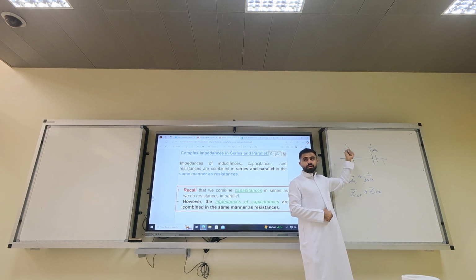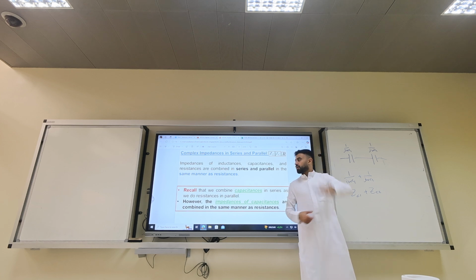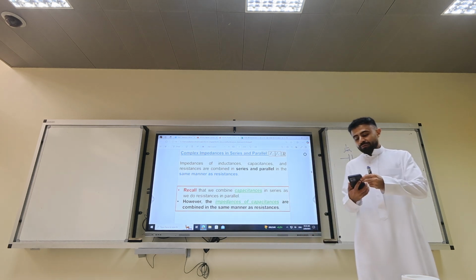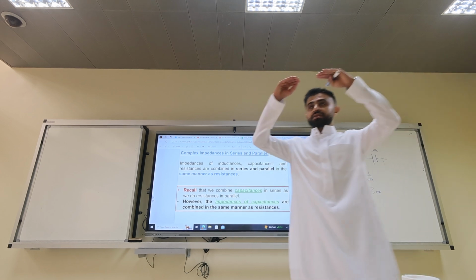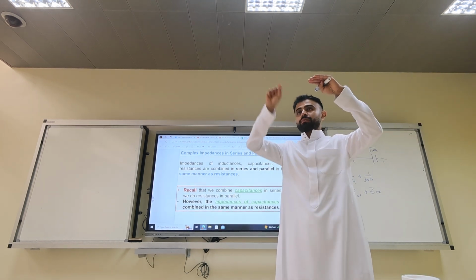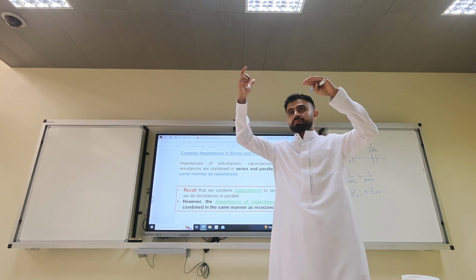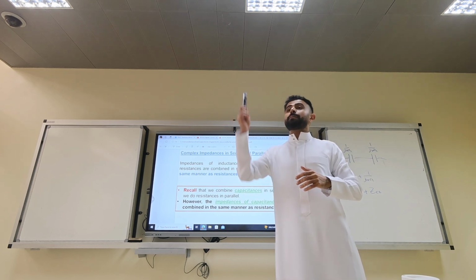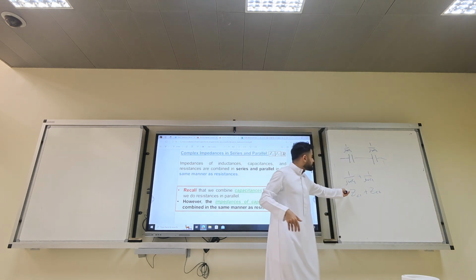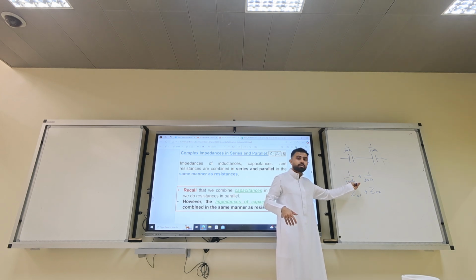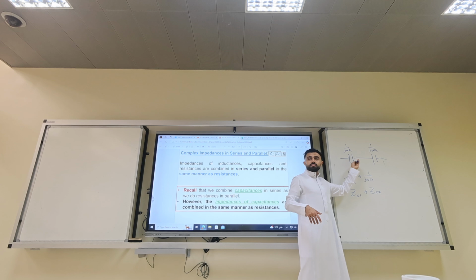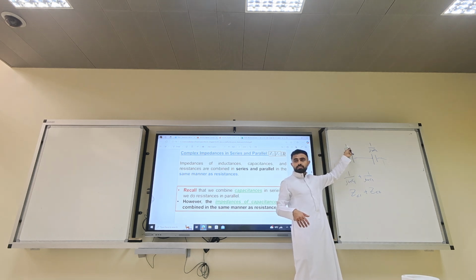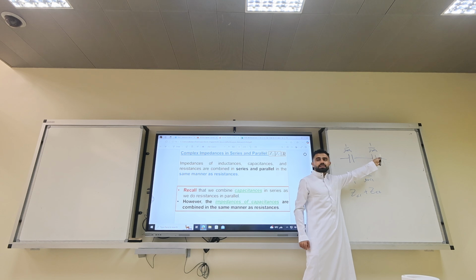Get it? Do you remember if you have capacitors in series, I told you to add them, 1 over C plus 1 over C, and then you take the inverse. This is if he's asking for capacitance. If he's asking for the impedance, which is Z sub C, 1 over j omega C1, you add them together. If this is 1 over j omega C1 and this is 1 over j omega C2, the equivalent one is the series combination, like resistors.